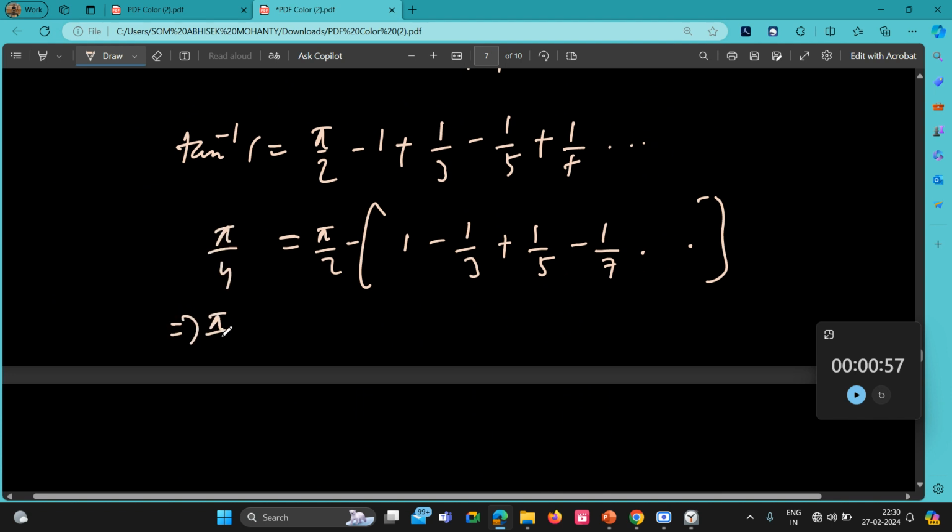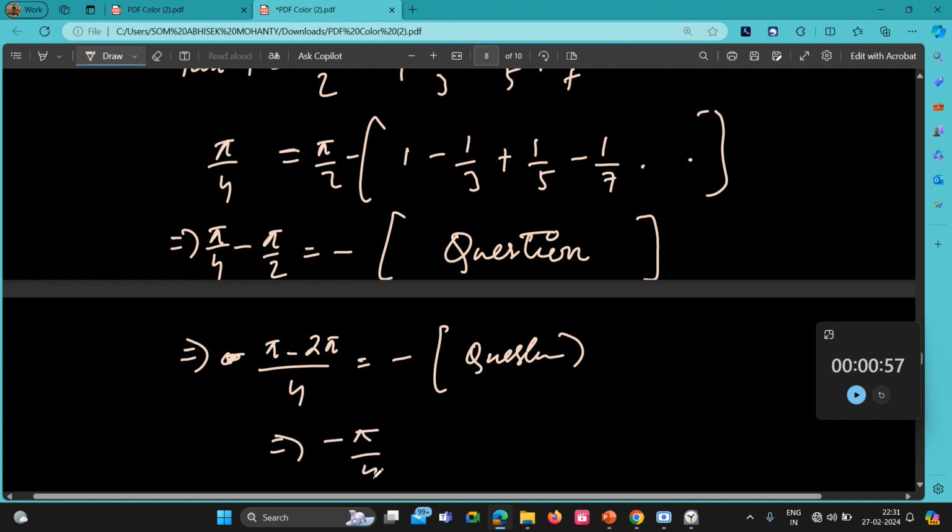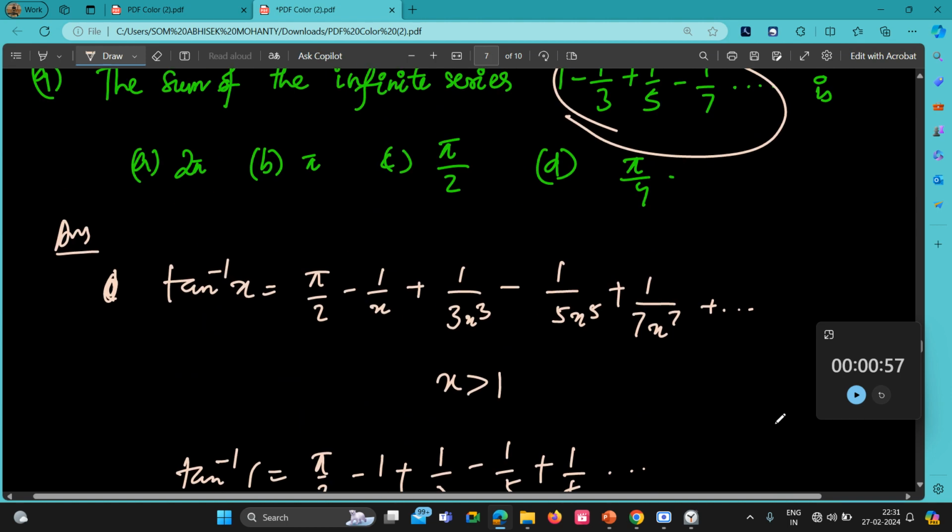So pi by 4 minus pi by 2 is equal to minus of the question. Pi minus 2 pi over 4 is minus pi by 4, and this is minus the question. So the question, the sum, is pi by 4. Okay, that will be the answer. That's the answer.